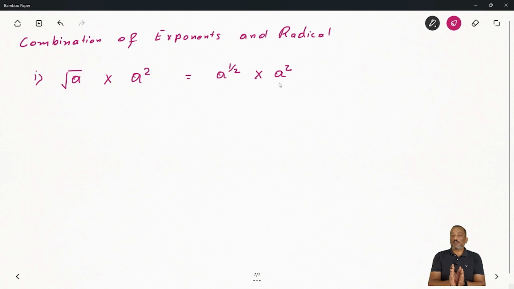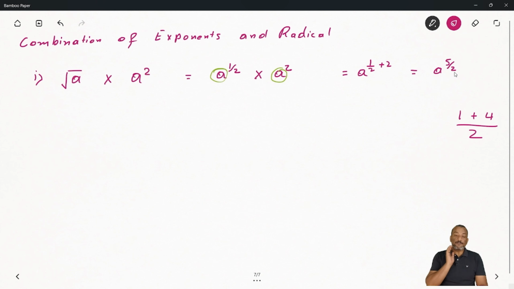Now both numbers have the same base, so here you can apply the product rule. Simply, a raised to 1 over 2 plus 2. You can take the LCM in rough: 2 times 1, and this one will come 2 times 2 is 4. So you will get a raised to the power 5 over 2. This way we can combine any exponents and radicals.